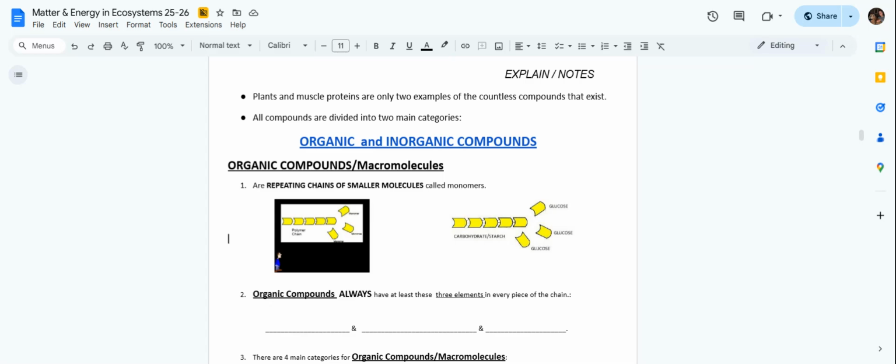So we just learned about how glucose can be broken down into its component elements, carbon, hydrogen, and oxygen, and how those elements can be used to form smaller molecules like water, or also put together with other elements like nitrogen to form proteins. So glucose and proteins and water are some examples of compounds, but there are actually countless numbers of different compounds that exist in our world, and they're all determined to be organic or inorganic.